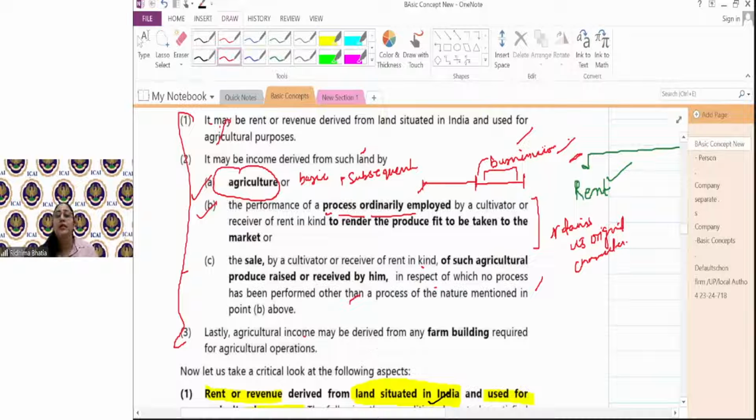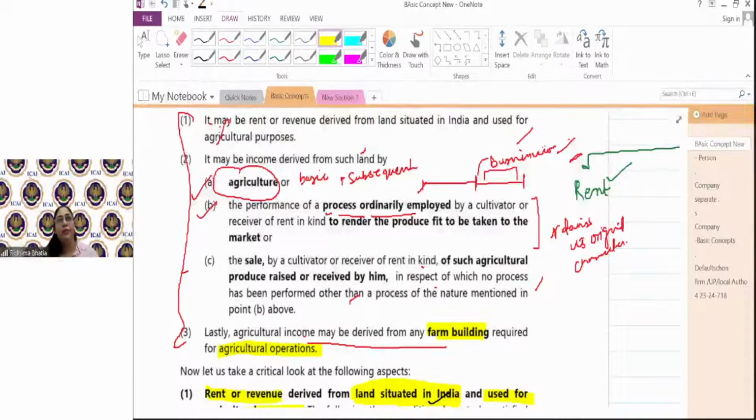Now the last part of the definition of agriculture income. One is rent, one is the agriculture operations related part. The last part is income derived from farm building required for agriculture operations. So here income may be derived from any farm building which is required for agricultural operations. So these two terms are very important: what is income from farm building required for agricultural operations.